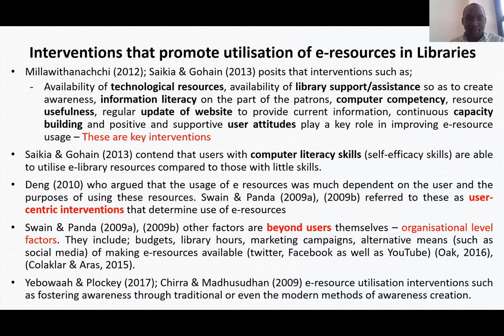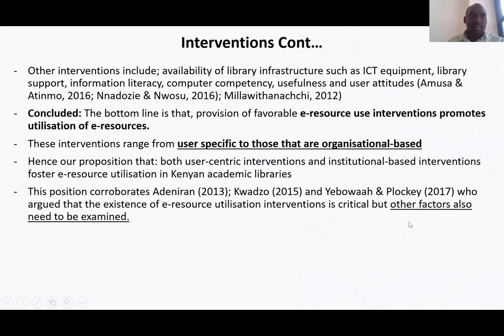Yeboah and Blocky in 2017, and Shira et al., mention e-resource utilization interventions such as fostering awareness. There is also a need to foster the utilization of these resources by employing many awareness methodologies, which could be traditional or even the modern methods of awareness creation. So those are the other interventions.